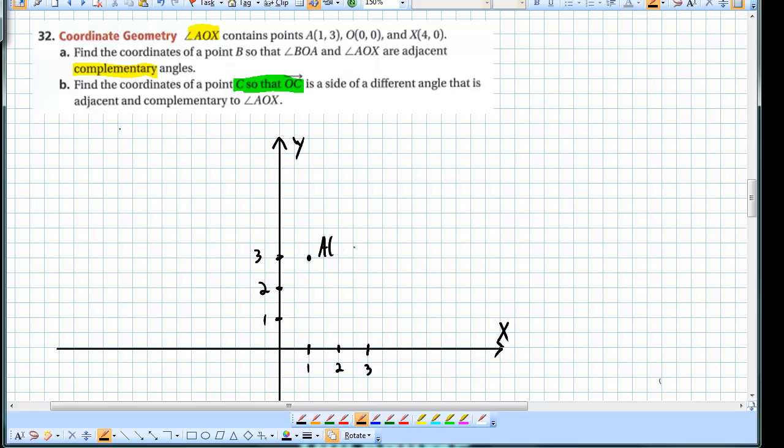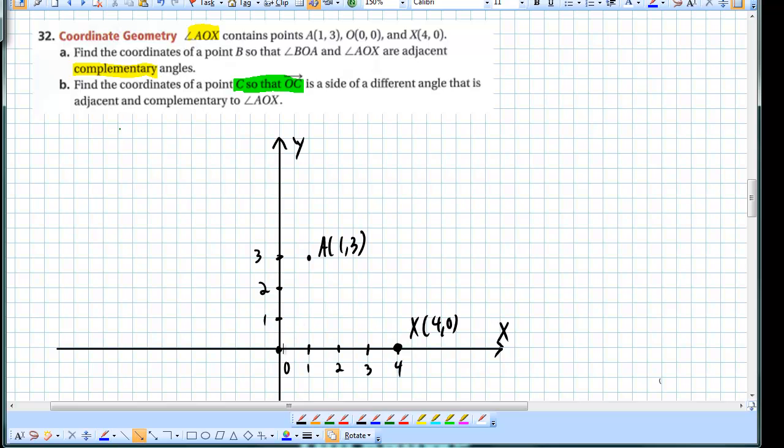Always label your points so you know how to reference them easier. All right, that's A. And then O is just the origin. I'm almost tempted to not label it, but I'm just going to label it anyway. The O looks like a 0 anyway, and I'm not too worried about that. But this angle's vertex is at the origin. And then the other part of the angle is at 4, 0. So here's 4. So this point X right here is at 4, 0.